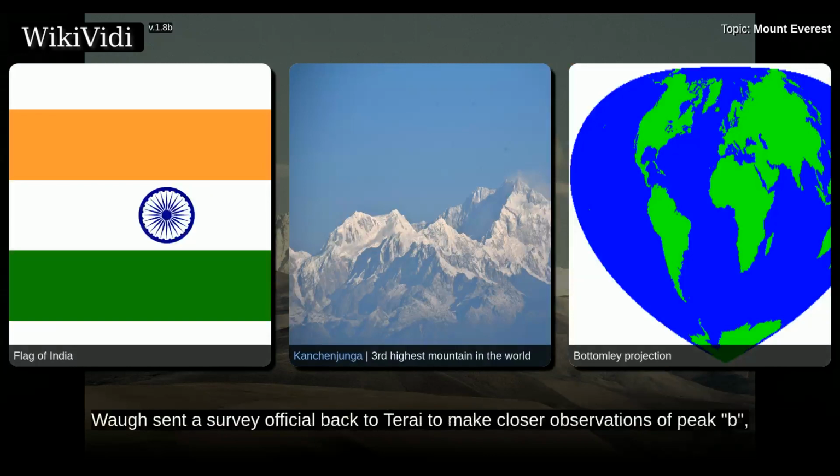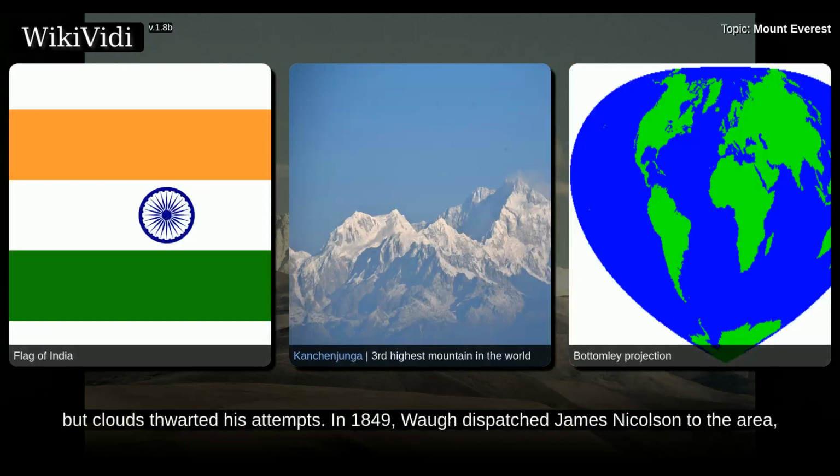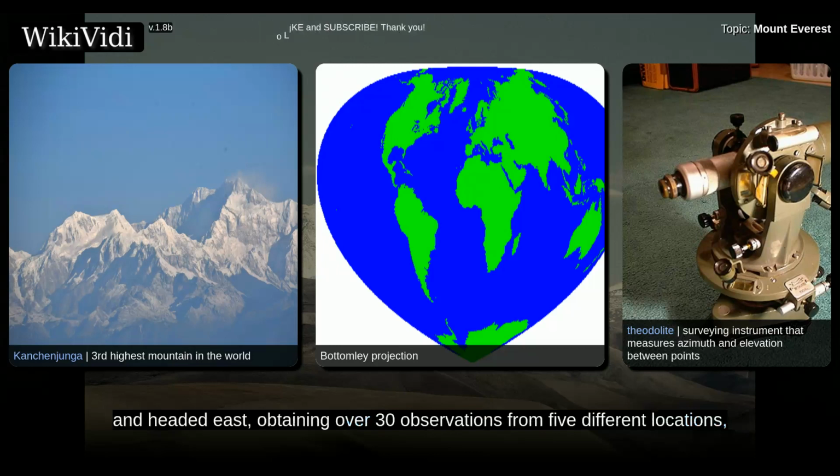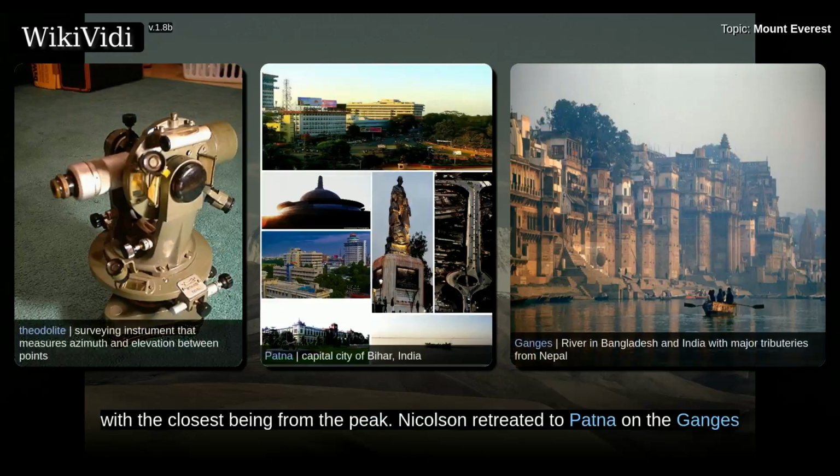The following year, Waugh sent a survey official back to Terai to make closer observations of Peak B, but clouds thwarted his attempts. In 1849, Waugh dispatched James Nicholson to the area, who made 2 observations from Jiral, away. Nicholson then took the largest theodolite and headed east, obtaining over 30 observations from 5 different locations, with the closest being from the peak. Nicholson retreated to Patna on the Ganges to perform the necessary calculations based on his observations.